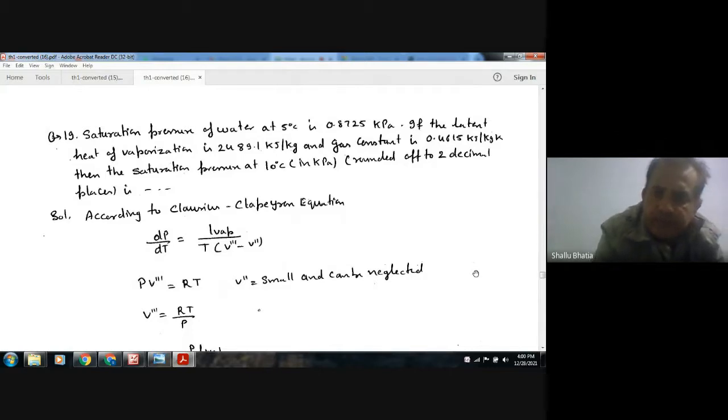Next, the saturation pressure of water at 5 degrees Celsius is 0.8725 kPa. If the latent heat of evaporation is 2489.1 kilojoules per kilogram and the gas constant is 0.4615 kilojoules per kilogram per Kelvin, then find the saturation pressure at 100 degrees Celsius, rounded up to 2 decimals.